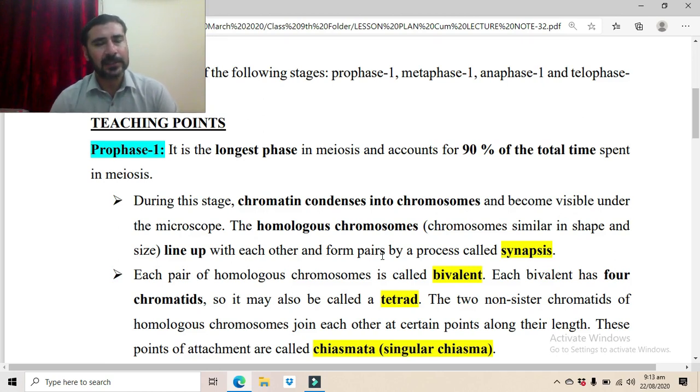For example, if we take the example of human cells, in human cells there are 46 chromosomes. Whenever meiosis starts, the number of chromosomes is doubled in the interphase, and when meiosis 1 starts, the chromatin is condensed into the chromosomes, and they start pairing up. So pairs are formed. This process of pairing is known as synapsis. Diagrammatically, it is shown here.